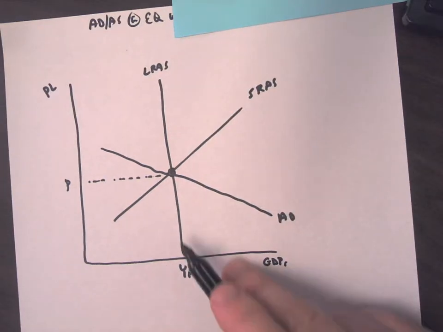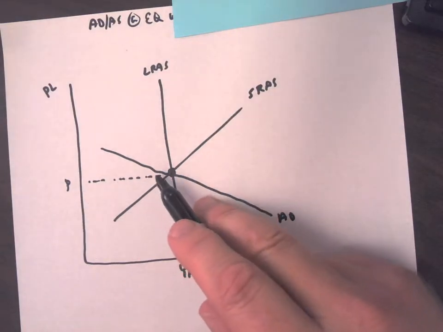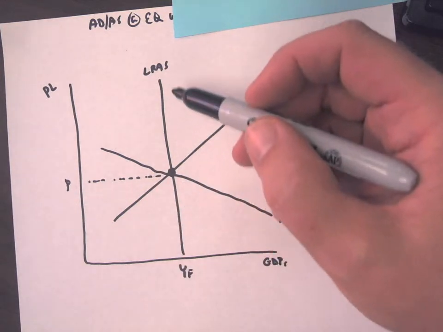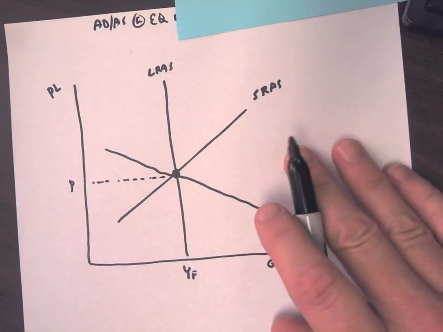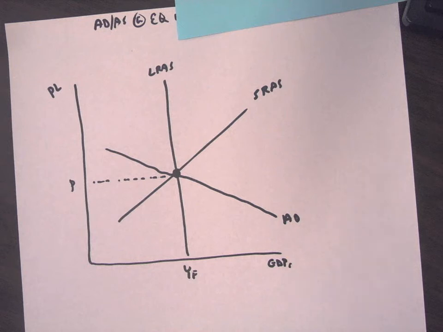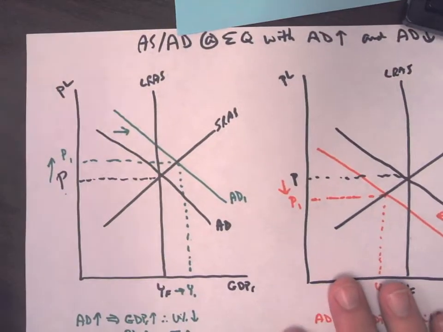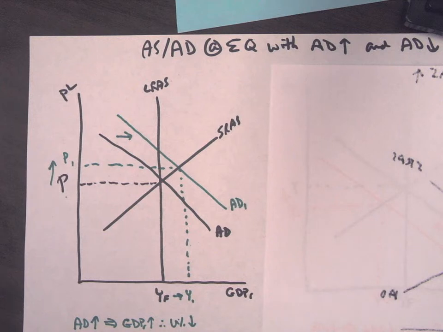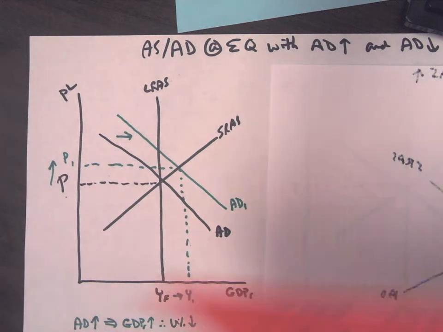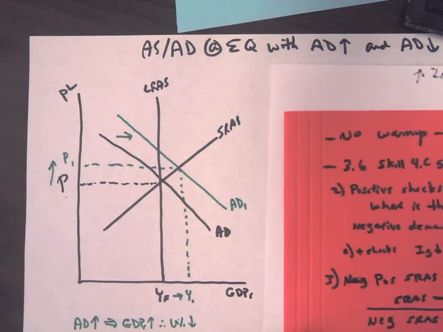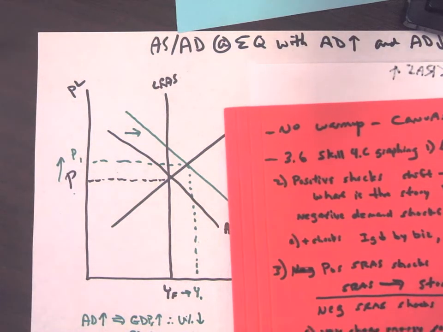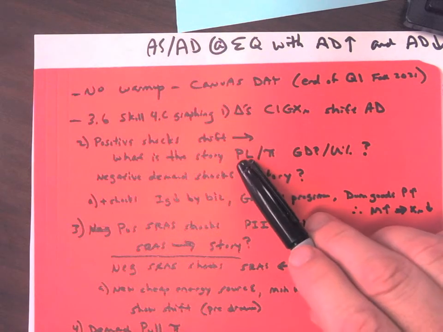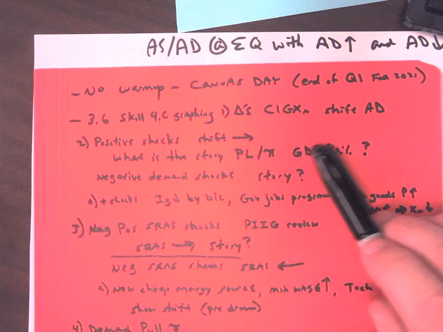So YF is full employment, price is price level, that's where we're at right now in the economy. So right now, buyers, sellers, long run structure, employment, everything is happy and functioning. What we're going to look at, though, to start off with, is aggregate demand and what they call positive shocks. So anytime we have a positive shock, what that's going to be is anything that's going to shift aggregate demand to the right.